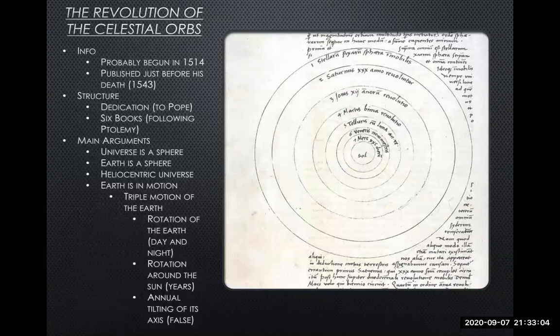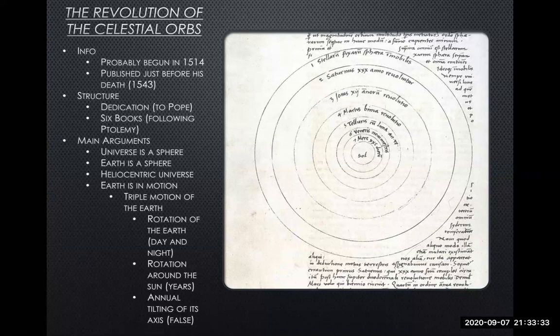He lays this out in his great work, the Revolution of the Celestial Orbs. He probably began this in about 1514, although he doesn't actually publish it until shortly before his death in 1543. The work is dedicated to the Pope. I mean, he was a Catholic priest. And it does have 6 books, much like Ptolemy. So we do see echoes of Ptolemy, and we see Copernicus embracing the same structure as a means of laying out his own theories as well.